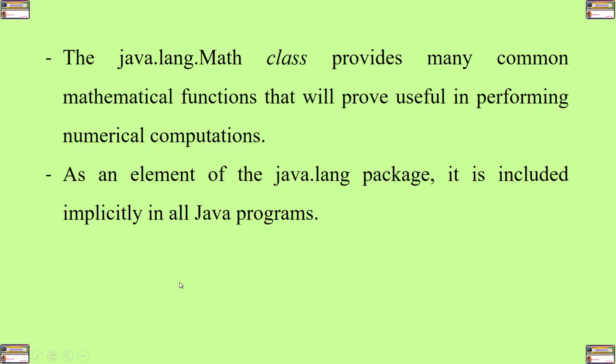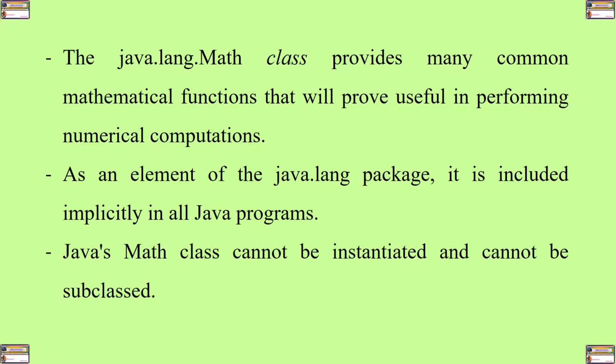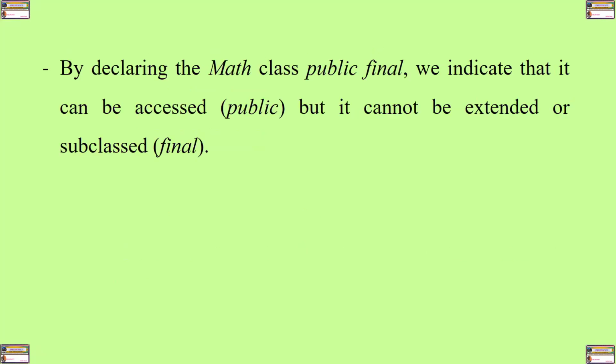As an element of the java.lang package, it is included implicitly in all Java programs, just as I have said. Java's Math class cannot be instantiated and cannot be subclassed. By declaring the Math class public final, we indicate that it can be accessed, that is, it is public, but it cannot be extended or subclassed.